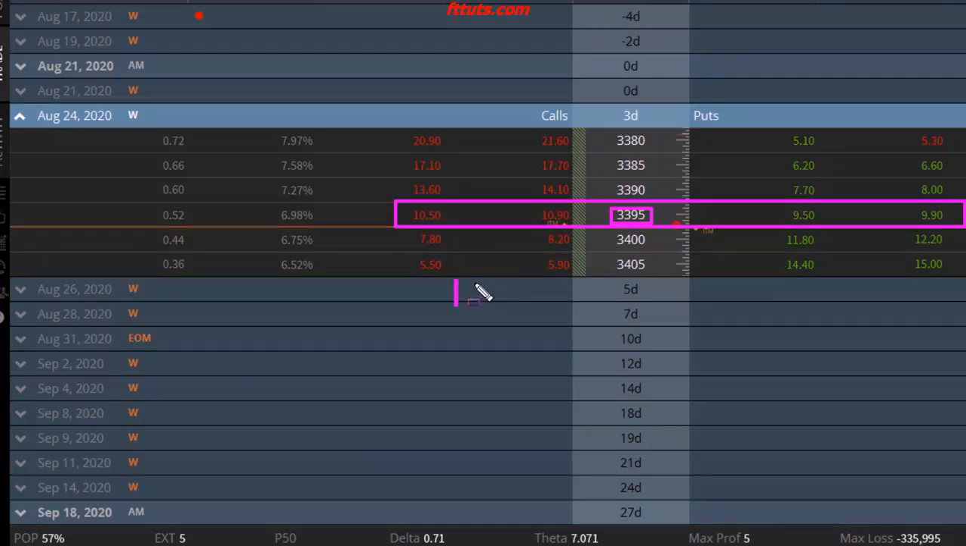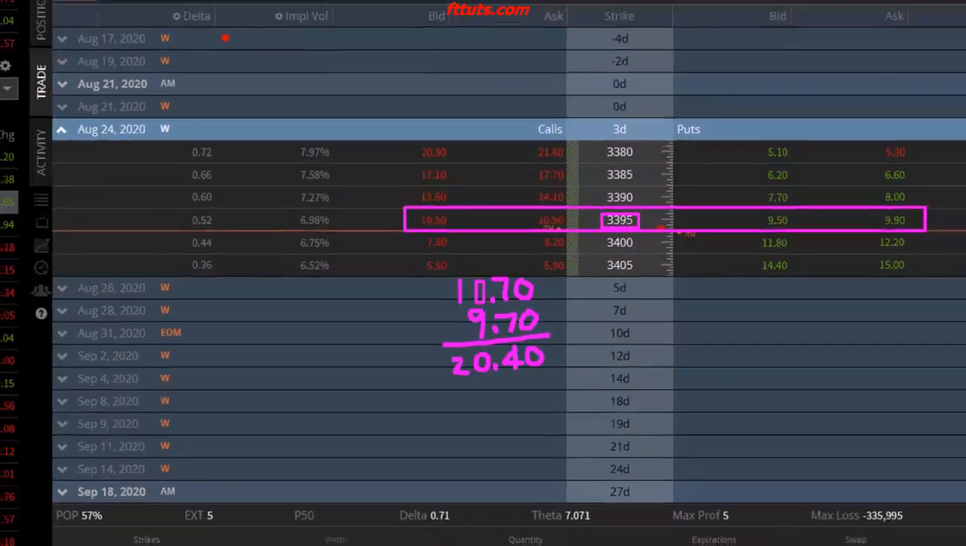So if we add the midpoint together, we can see this is about 1070 for midpoint. And then if we add the puts onto here, it's going to be about 970. And so that's going to give us a figure of $20.40 for the expected move. So it's not that far off. It's not that far between.